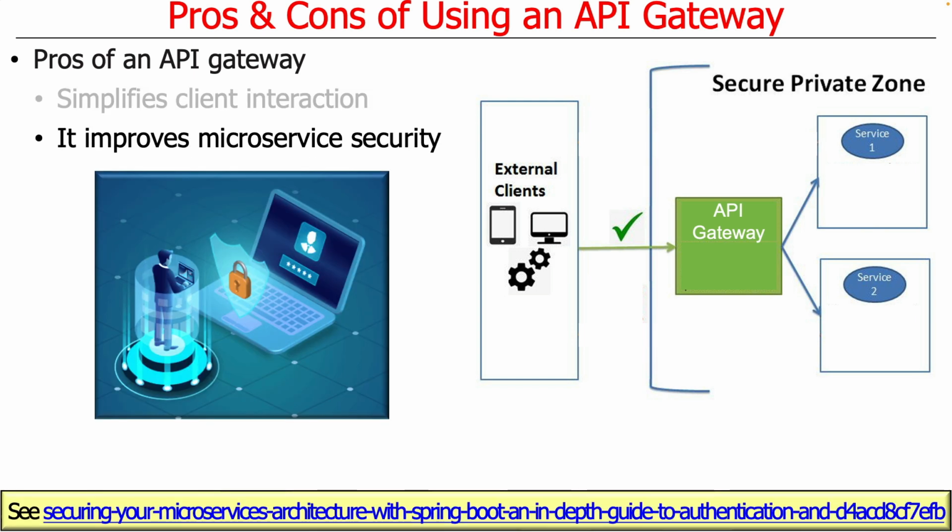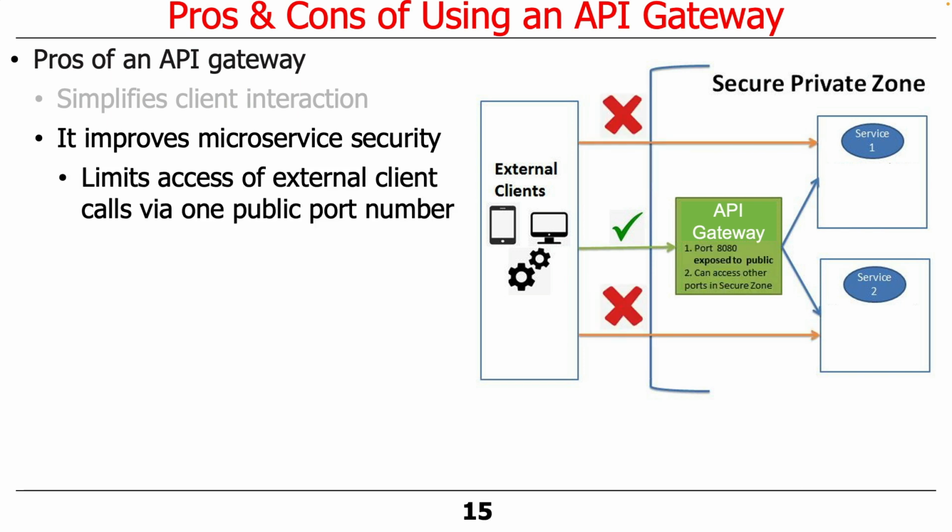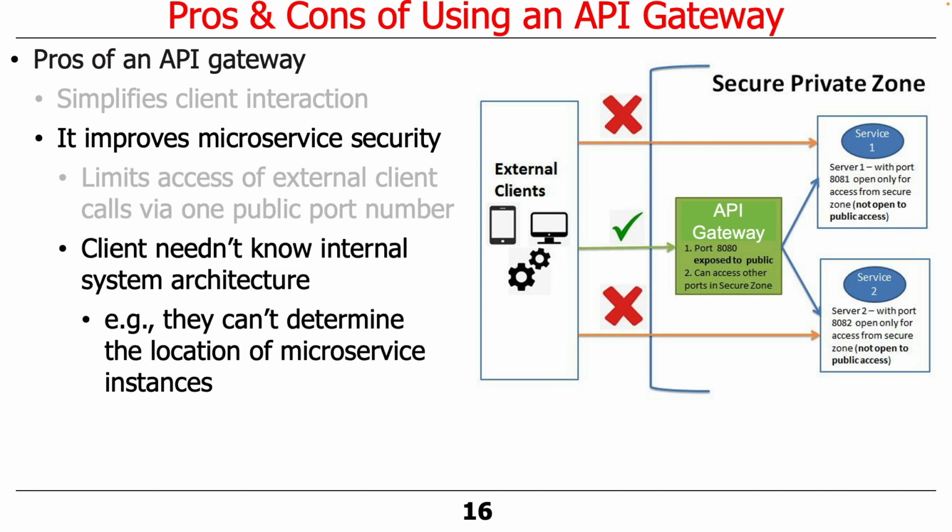It also potentially improves microservice security. And the reason for this is that you can limit the access of external client calls via one public port number. So you might expose port 8080. That's a nice common port to use. And that way, only that port is exposed through your firewall. And all the other ports are locked down, so malicious clients, bad actors can't come along and search and scan your system to find points of vulnerability. And all the backend service ports, whatever they might be, those are also hidden from clients that are not friendly clients.